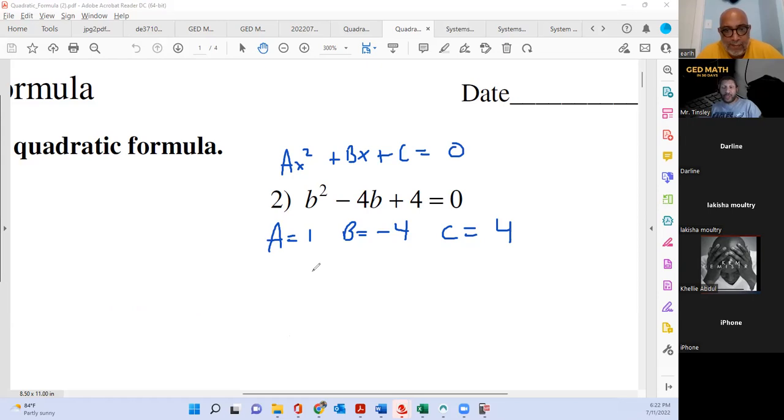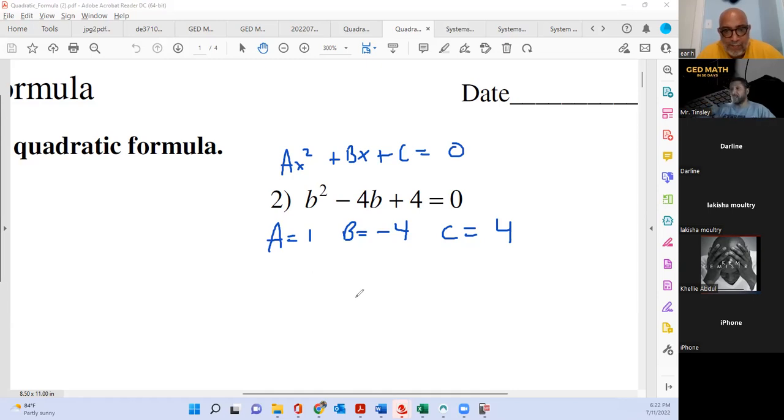Division. What are fractions? Division. What are ratios? Division. What are percents? Division. So if you have problems with multiplication tables, which implies you're going to have problems with division, you're going to have problems with all those other things.